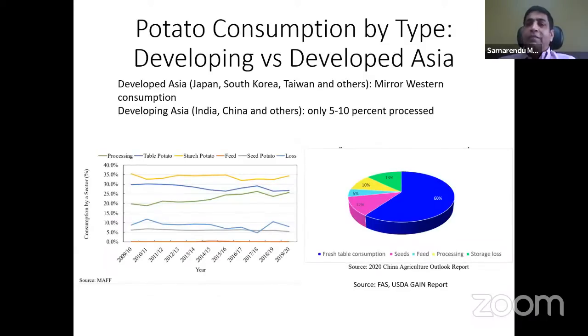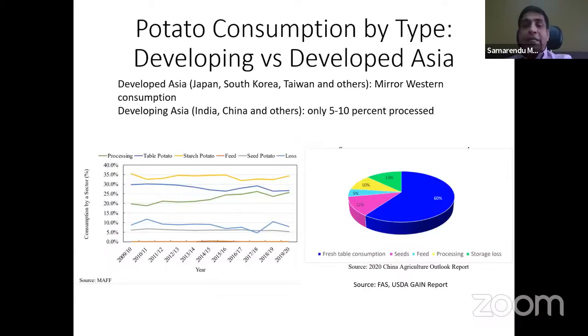There are two regions: developing Asia and developed Asia. Developed Asia is Japan, South Korea, Taiwan, Hong Kong, and Singapore. They have now adopted the food habits of more Western countries. In those countries, if you look at the left-hand side, which is Japanese potato consumption, they don't consume a lot of table potatoes. A lot of it is processed potato.